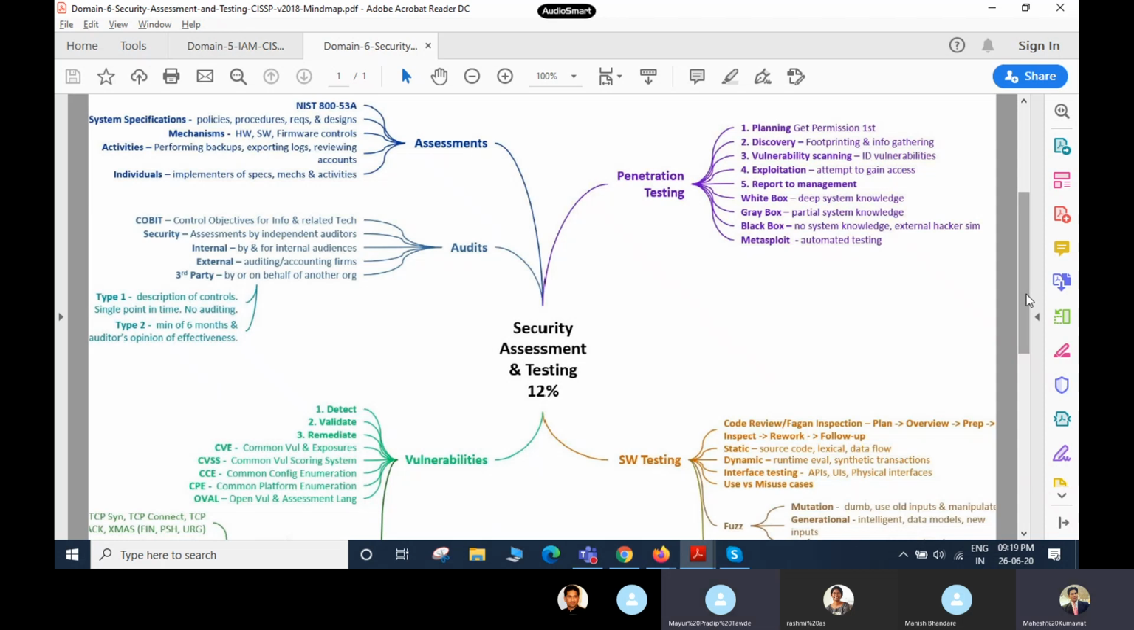So COBIT is Control Objectives for Information and Related Technology. I already suggested you need to understand COBIT, TOGAF, ITIL, FISMA, HIPAA, NIST, ISO 27001. All those things you need to study very hard, because they will help you in security management, security architecture, and security design.